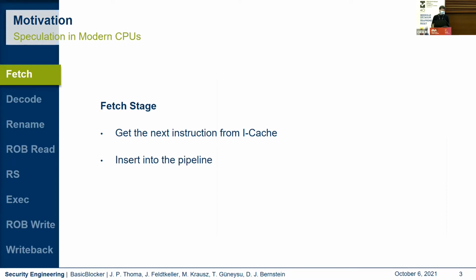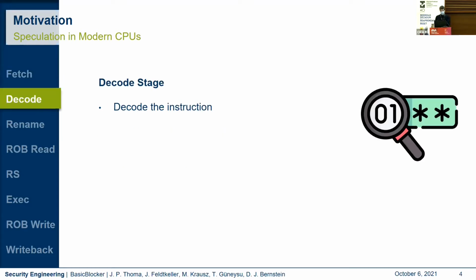As I said, the CPU is pipelined, which means that we have several stages where an instruction goes through them one stage after another, so that we have multiple instructions in different stages at the same time. The first stage is the fetch stage, where we simply fetch the instruction from the instruction cache and insert it into the pipeline. The second stage is the decode stage. And here we try to understand what kind of instruction we have. So which resources do we require? Do we need the arithmetical unit? Is it a memory access instruction, or is it a control flow instruction?